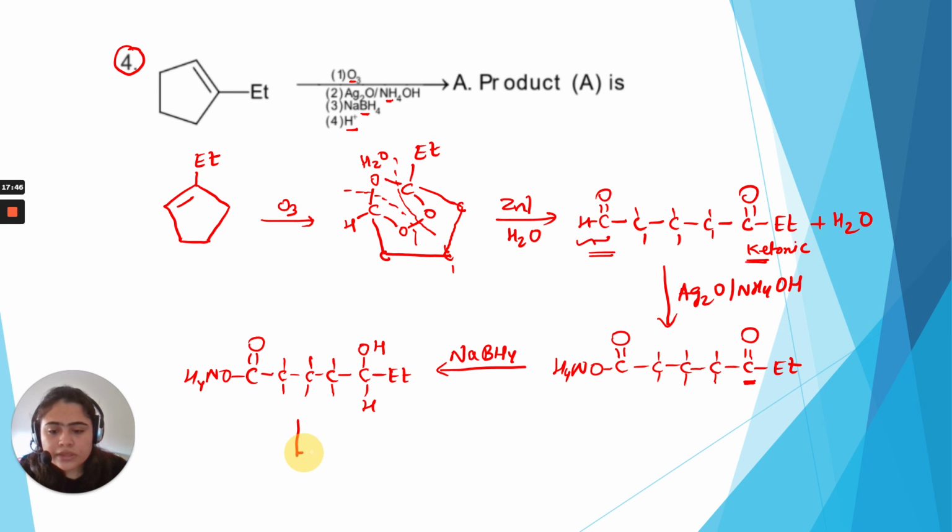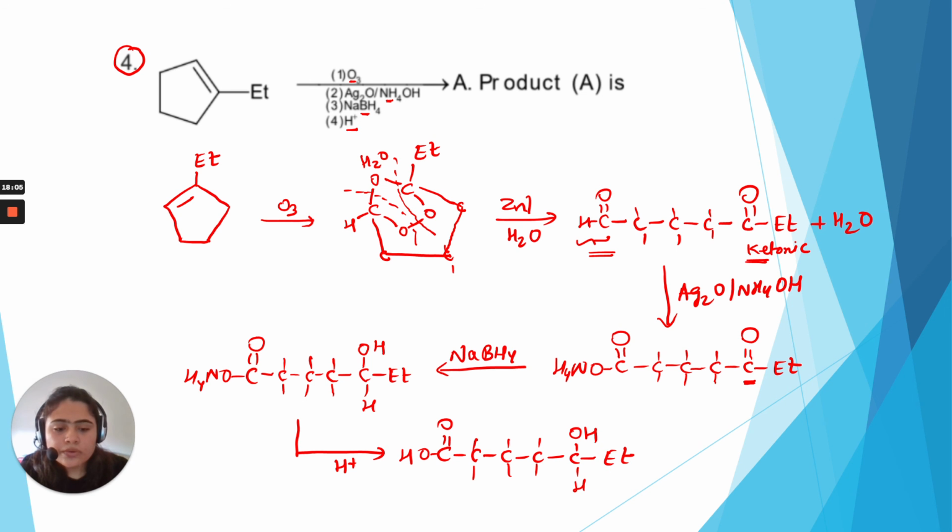Now treating this with H plus, acid hydrolysis, this group will get converted into an acid group. So C double bond O, OH, C, OH, H, and the ethyl. So this is the required product A.